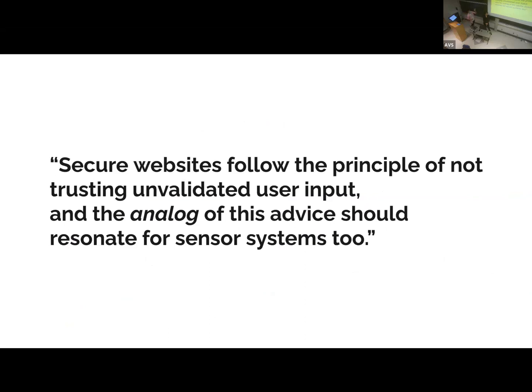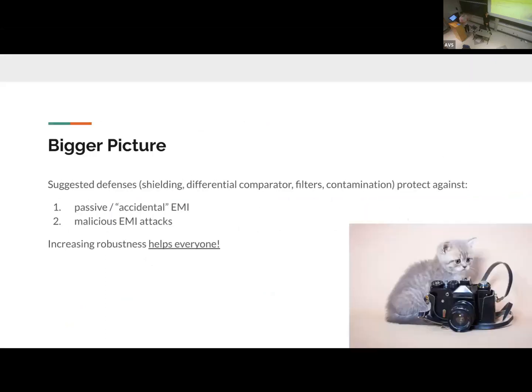The paper closes with this sentence: secure websites should follow the principle of not trusting unvalidated user input, and the analog of this advice should resonate for sensor systems too, because it's on analog sensors. So what does that mean? Well, all the suggested defenses we talked about, from the analog stuff, shielding, differential comparators and filters, to the digital contamination strategy, not only do they protect against malicious attacks, but they can also help against passive robustness issues when you're close to a large cell phone antenna, for example.